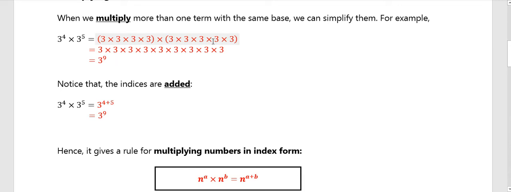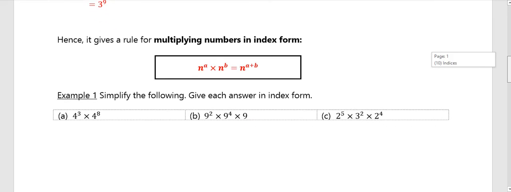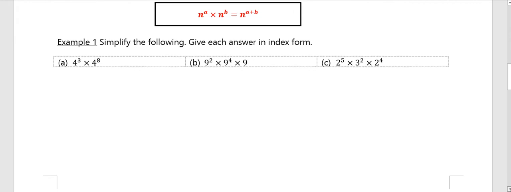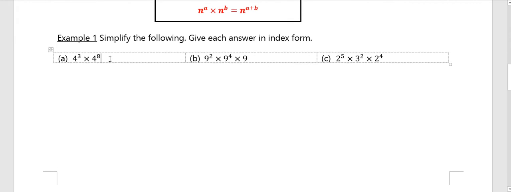The general rule for multiplying numbers in index form is: you make sure that they are the same base and different powers. So what do you do with the powers? You have to add them together. So let's proceed to the examples, all right? Now, example one, simplify the following, give each answer in index form.